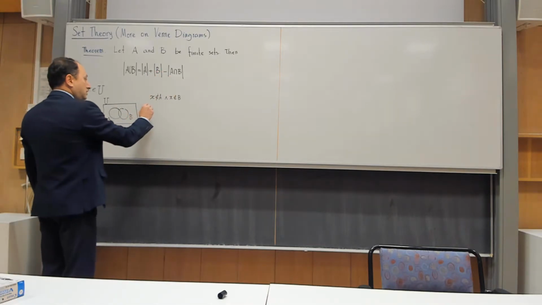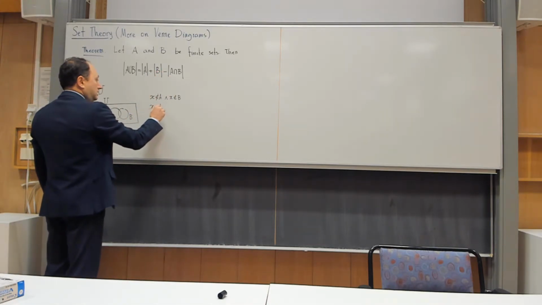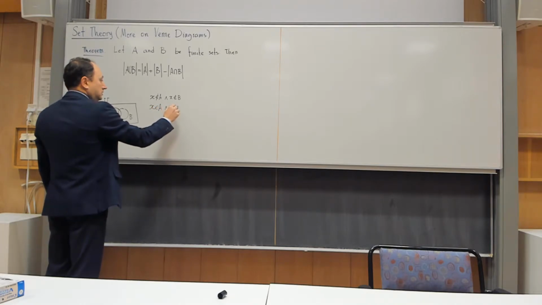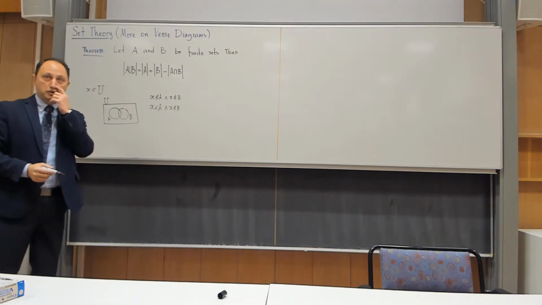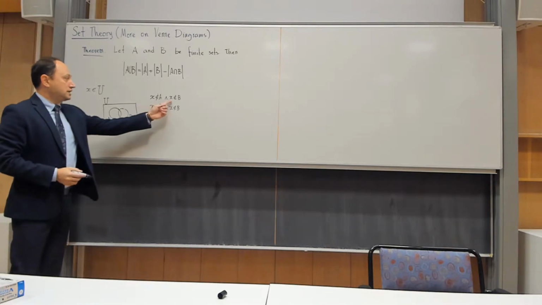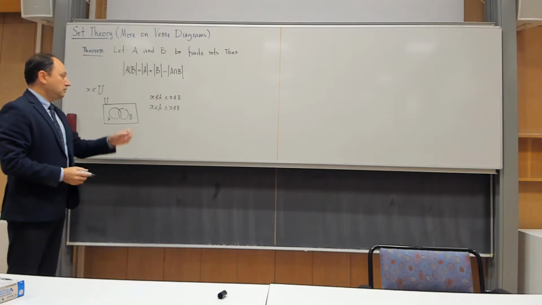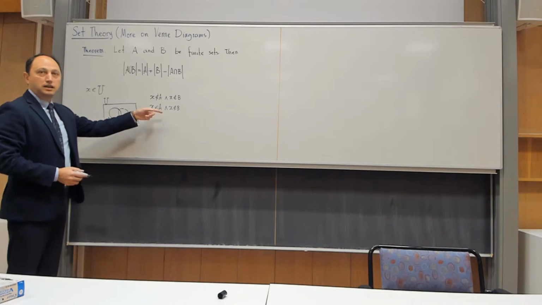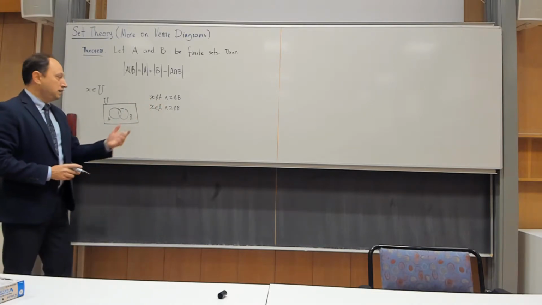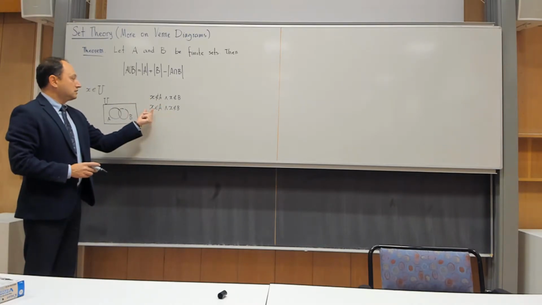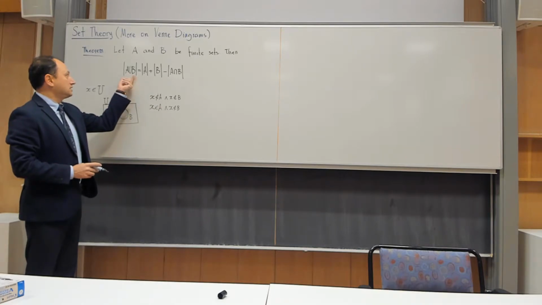Let us consider another scenario. x belongs to A, but not to B. Because there are only 4 scenarios going on, yes? One scenario is that x is neither in A nor in B. One scenario is that x is in A, but not in B. In this case, how many times do we count x in this set, A union B?